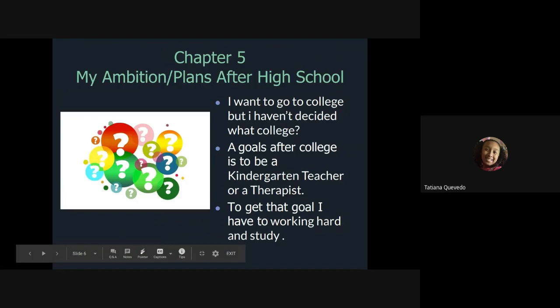My plans after high school are to go to college. I haven't decided what college yet, but when I do, I want to be a kindergarten teacher or a therapist. And I know to get to that goal, I have to work hard and study now.